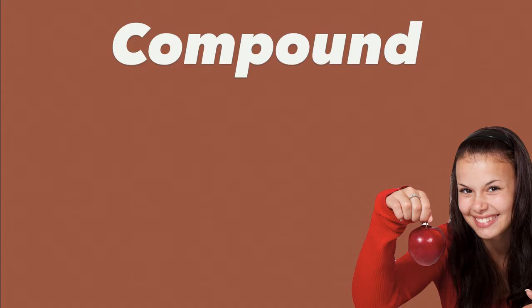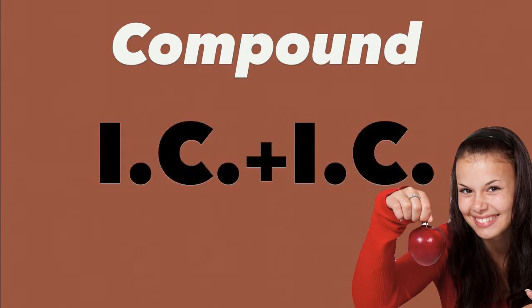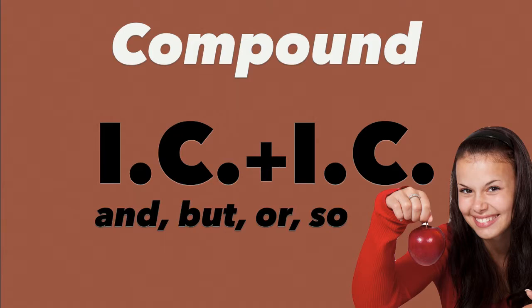A compound sentence is one IC plus another IC. It is two independent clauses. However, they are joined by words like and, but, or, so. These are called coordinating conjunctions. And these are the most common coordinating conjunctions. There are others, for example, for, yet, nor, but these are the most common.